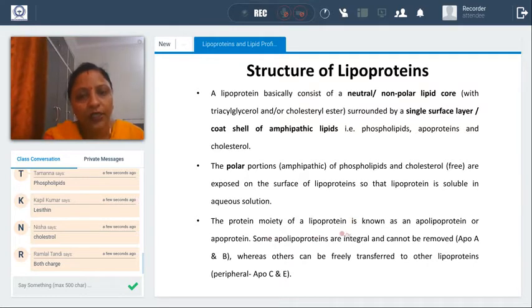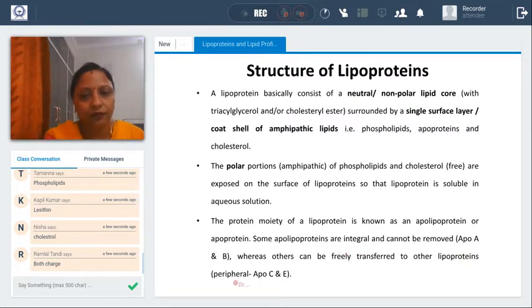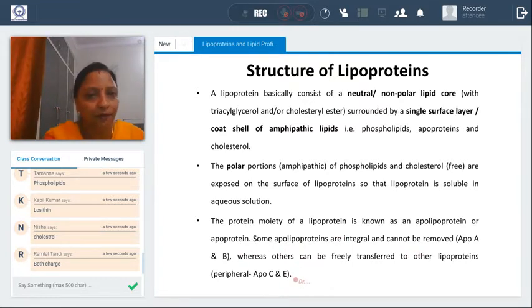The protein moiety of a lipoprotein is known as apolipoprotein or apoprotein. Some apolipoproteins are integral and cannot be removed, like ApoA and ApoB, whereas others can be freely transferred to other lipoproteins, that is called peripheral, and examples are ApoC and ApoE. So ApoA and ApoB are integral apoproteins and these are peripheral, can be freely transferred to other lipoproteins. There are two types of apolipoproteins: first is integral and another is peripheral.